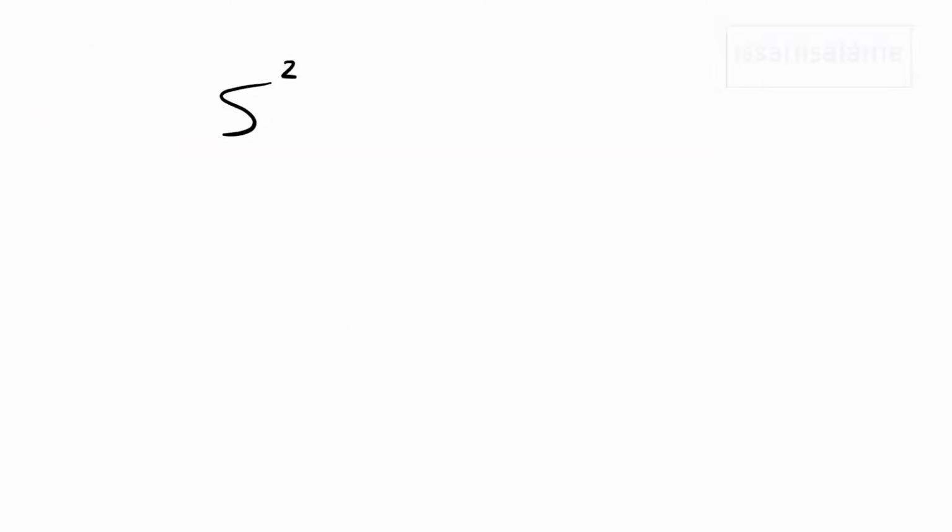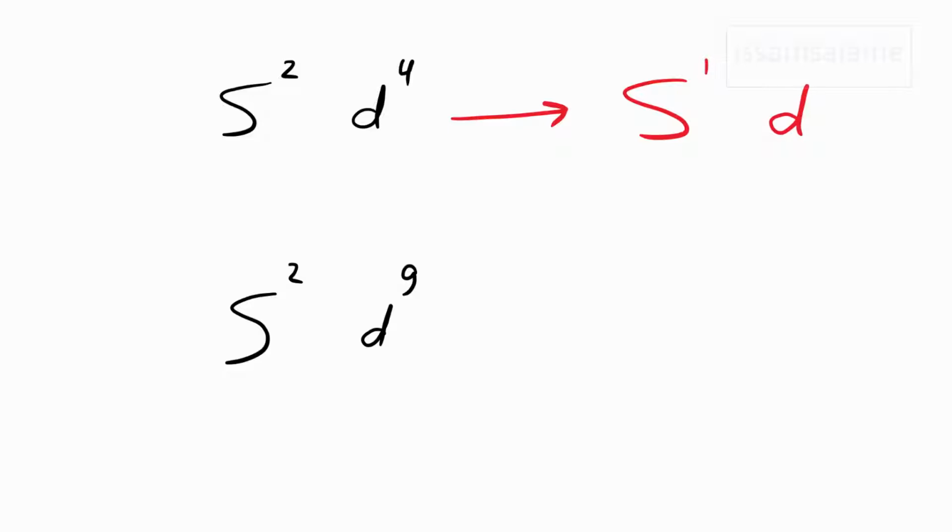So exceptions in writing electronic configuration happen in 2 cases, when it ends with S2D4 or S2D9. S2D4 you have to convert to S1D5, which is more stable since the D subshell is half filled. S2D9 you have to convert to S1D10, which is more stable since the D subshell is completely filled.